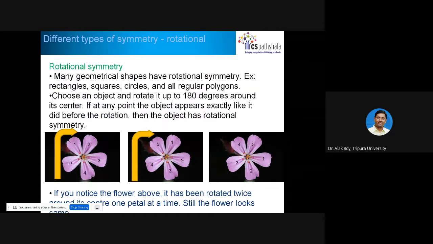See clearly for rotational symmetry, figures 1, 2, 3, 4, 5. If you rotate, you will find the same image. In the second and the third also. Some other examples are rectangles, squares, circles, or any regular polygons. They have rotational symmetry.